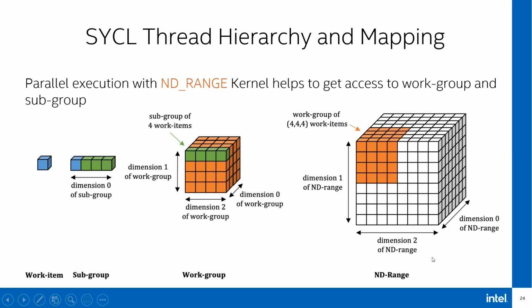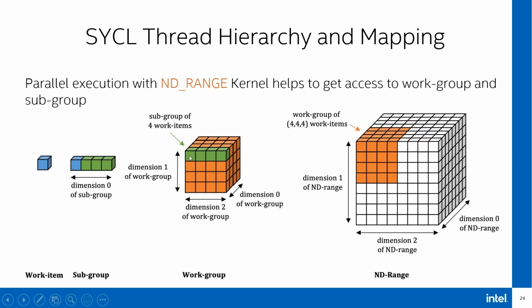Inside this ND range, you can break the entire data, or all the executions, into small chunks. These are known as work groups. Work groups are also of the same dimension as the ND range. So here both are three-dimensional, and this orange part is the work group. Each work group has its own local memory. These work groups can execute independently, and all the small units inside a work group can interact with each other through the local memory that they have. But the items in a work group cannot interact with the items of the next work group. So this is the constraint in the work group.